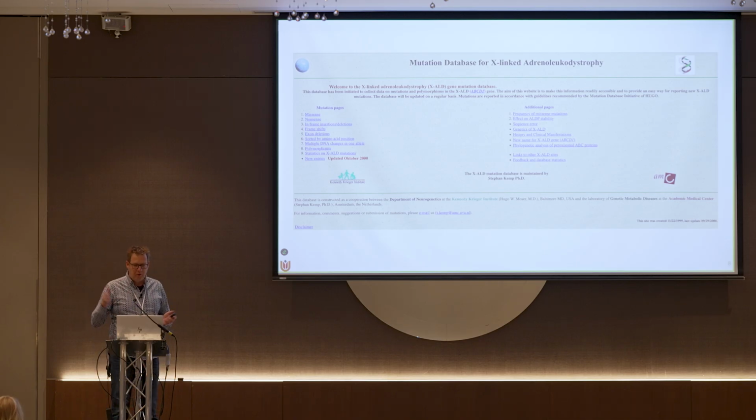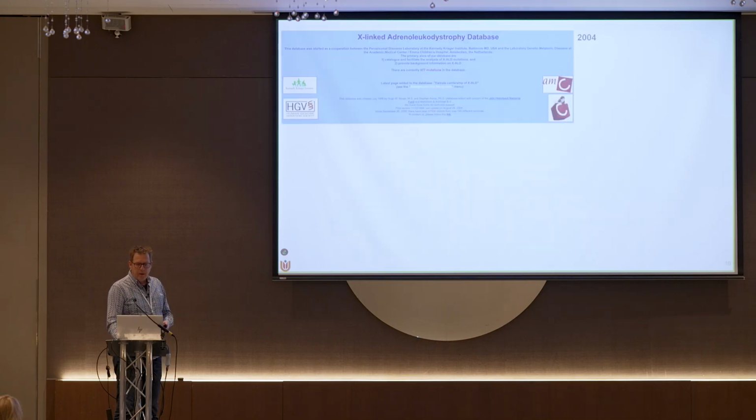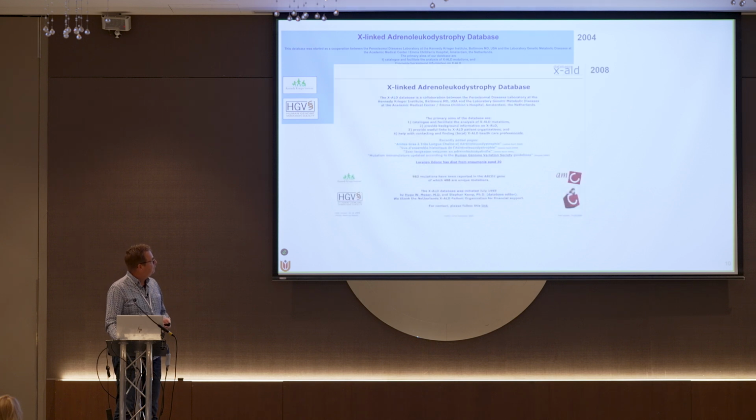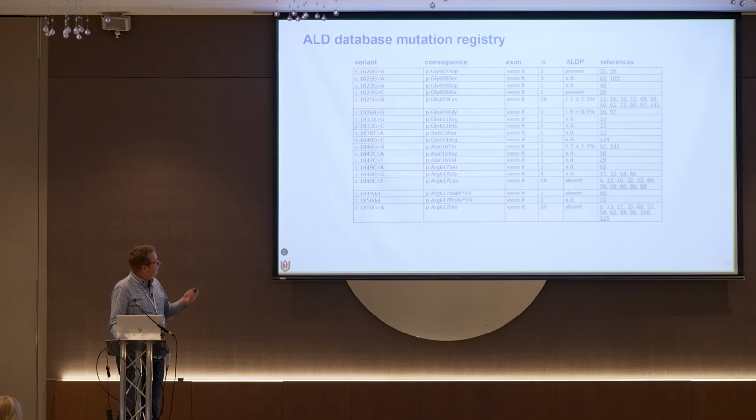This is a typical previous century website. It contained all the mutations, and it had, in blue, you see references to papers. And then it evolved throughout the years. It became a little bit more different, nicer. As I said, it had tables with mutations, and that was very helpful.